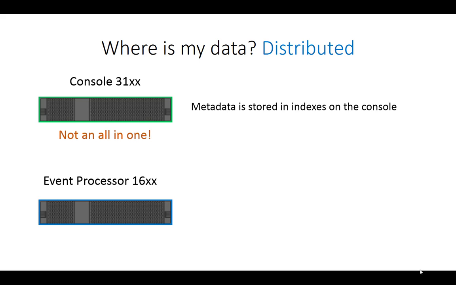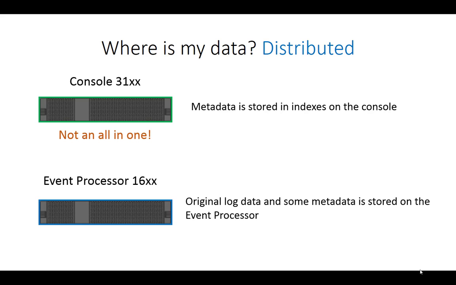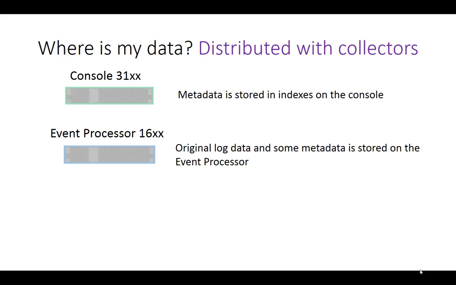The metadata and the indexes are stored on the console. So I have abstracts of the data stored in the console so that we can resolve results quickly. When you tap on your console and say, show me everything that's happened in West Virginia in the last 30 minutes, it resolves very quickly, because we have created indexes from all this metadata. All of the original log data and a certain number of indexes are stored on the event processor; this is where all the original data is. So if you were to lose a console, it would need to recreate those indexes, but no original data would be lost.